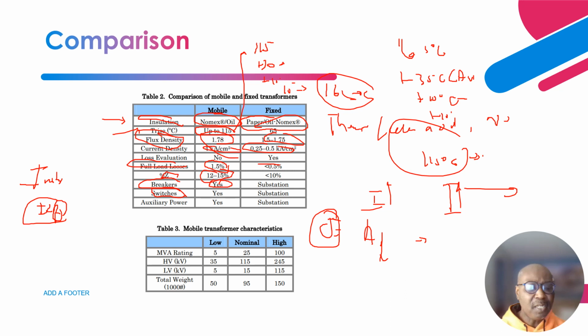Switches should be part of it. Auxiliary power for you to operate the control cabinet and all those systems, heaters and all those things. On the other hand, for the fixed traditional substation and transformer, you have the breaker as part of the substation. It's probably co-located in the substation at the corner, or the switches are also part of it.